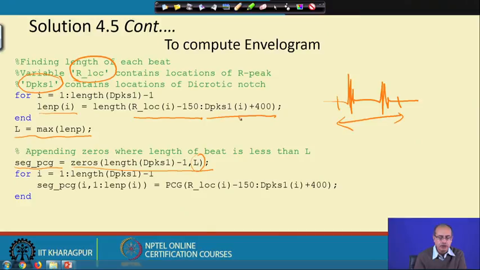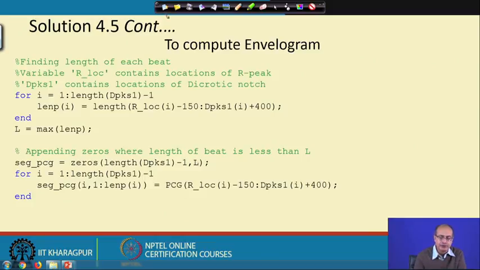In the next one we are actually collecting that part. After we know the maximum length required, we are just picking up that part from the PCG signal and storing it in segmented PCG. Each row, this variable I, gives the index of the cycle. We are collecting the data over multiple cycles because we need them to calculate the envelogram, and once we have the envelogram of each of these cases, we can average them to get the average envelogram.